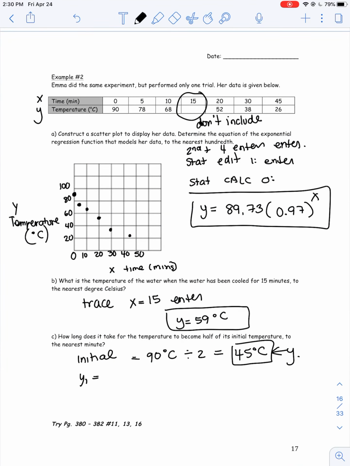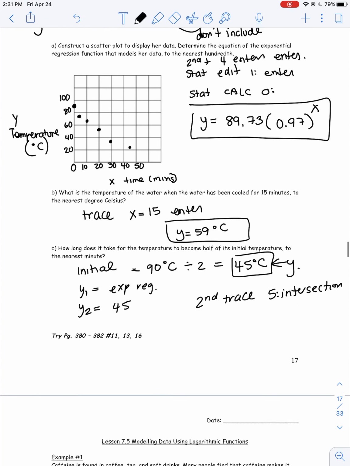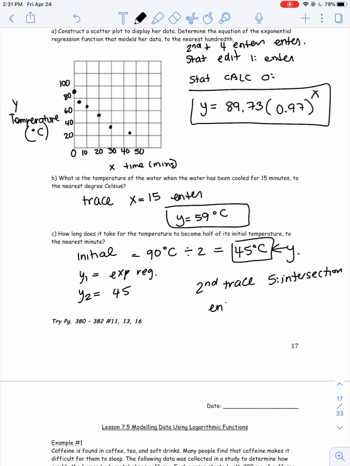Once you have your Y1 as that exponential regression equation, your Y2 you could enter as 45 degrees, and then you're pressing second trace, number 5, which is called intersect. You're going to move your cursor as much as possible to that intersection point, and then press enter 3 times. Enter, enter, enter, and you should get that the x coordinate is 25 minutes when you round to the nearest minute. So that's your final answer.